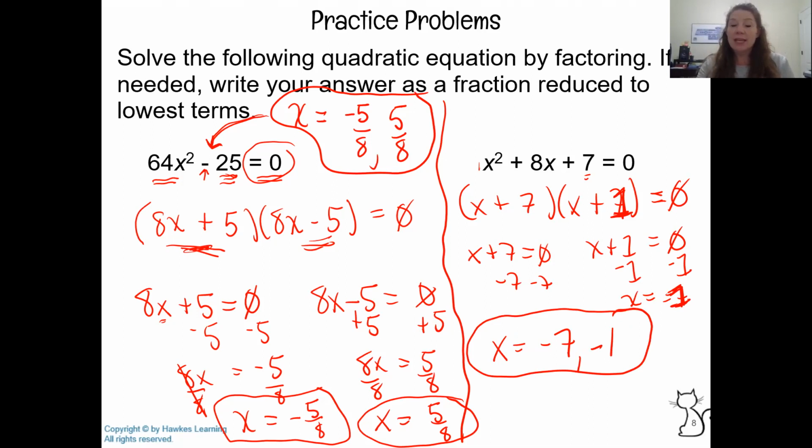So when you have an equation with an equal sign, that means that you're solving for x. Earlier, we were just factoring. Now we're actually solving for x.